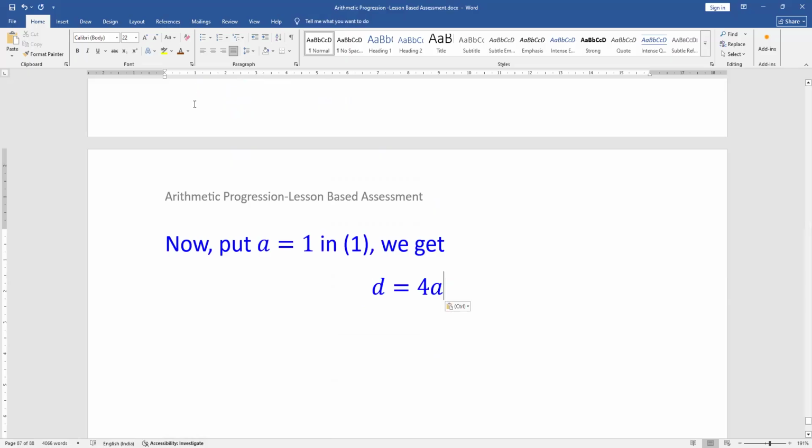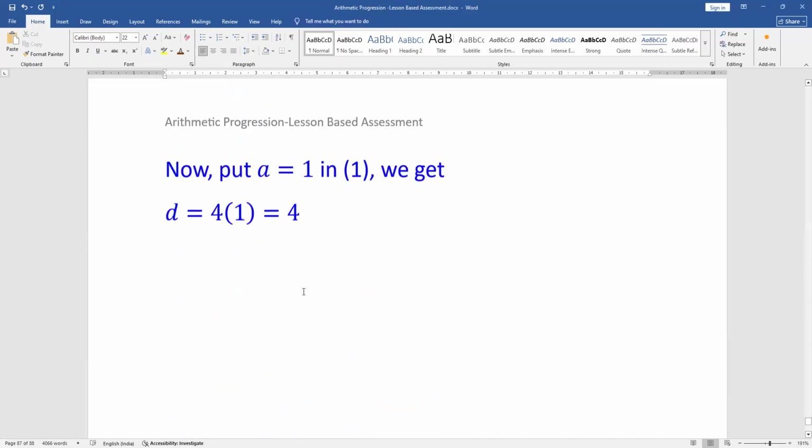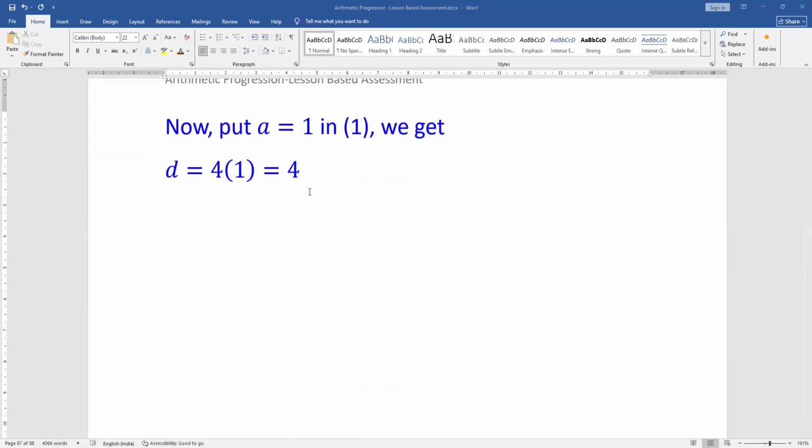And then here I told you, no, here you put 1. That's equal to how much? 4. So that means you got d as 4. So now what is a? a is 1, d is 4. Now can we write the progression? Yes, we can write, correct? So now let me write this.